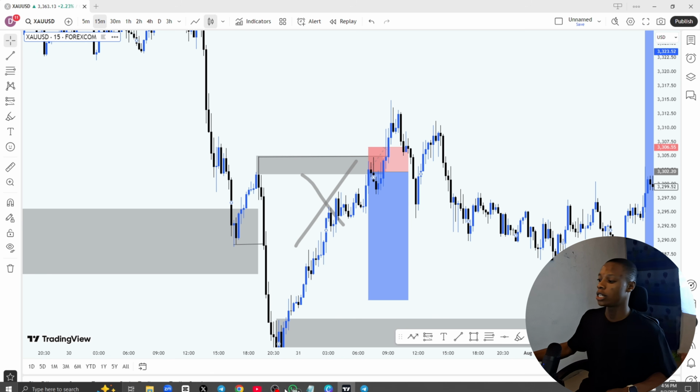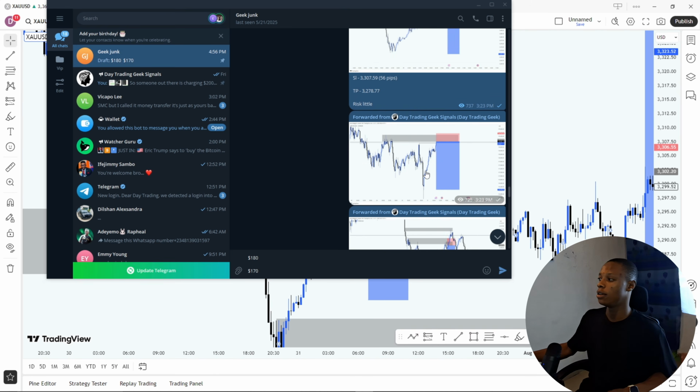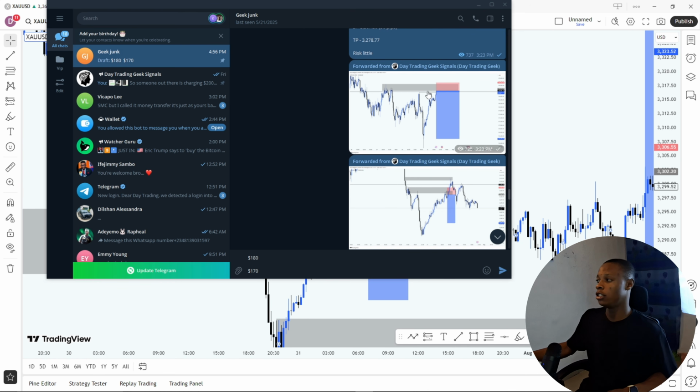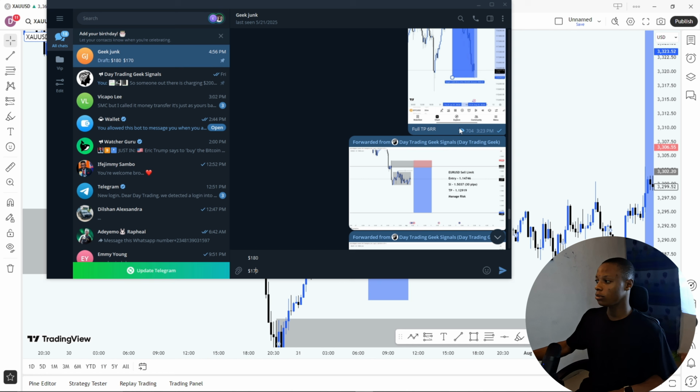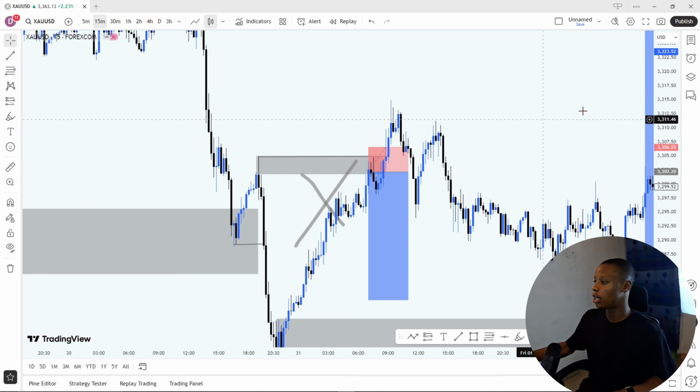Then there was another personal trade I took. Let me see if it's here. Right, then this was a BTC trade we took that hit full TP 1:5, that made the account $1,880. Right. So there was another trade I took personally myself.